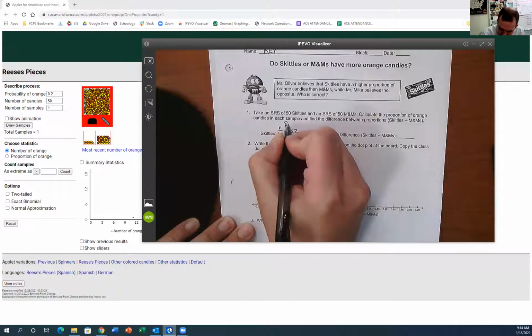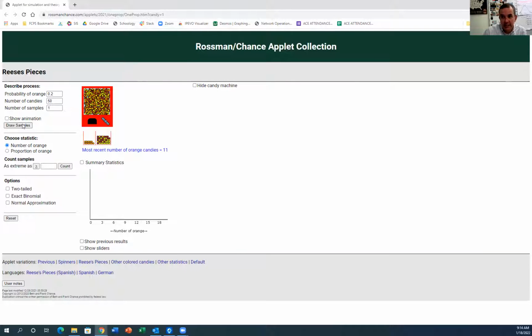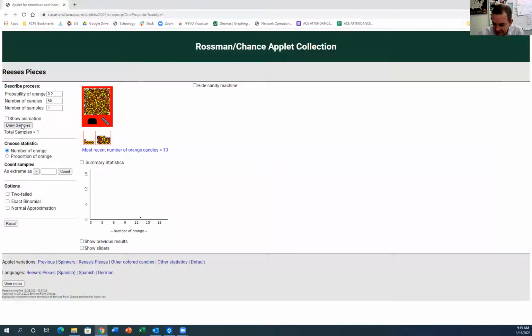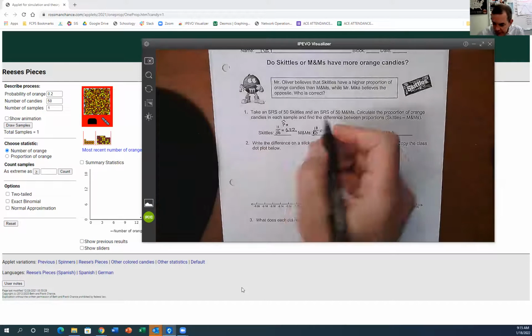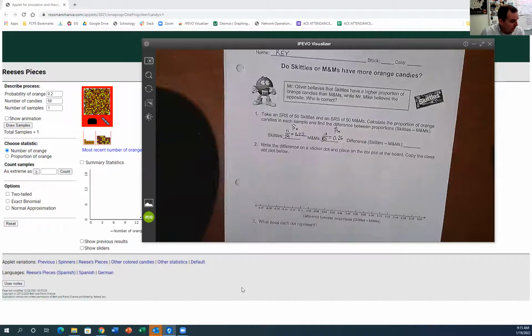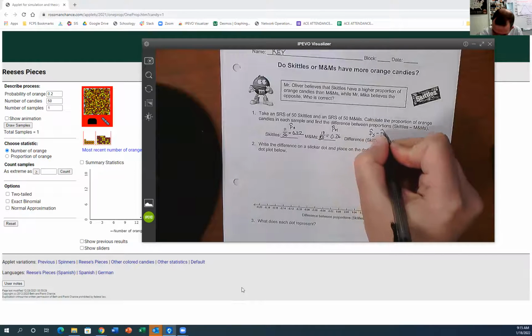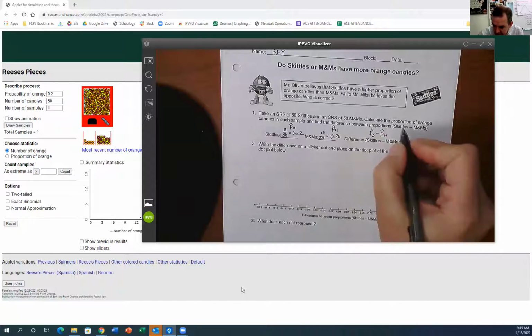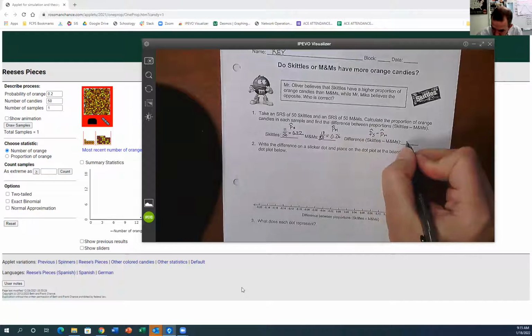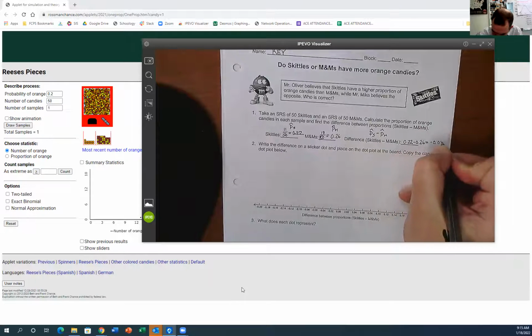That's going to be my p hat Skittles. Now I'm going to repeat the process and take some M&Ms. In this case, I got 13 out of 50, or 0.26, and that's going to be my p hat M&Ms. Now I want to look at the difference between those two: p hat Skittles minus p hat M&Ms, which is 0.22 minus 0.26, equals negative 0.04.